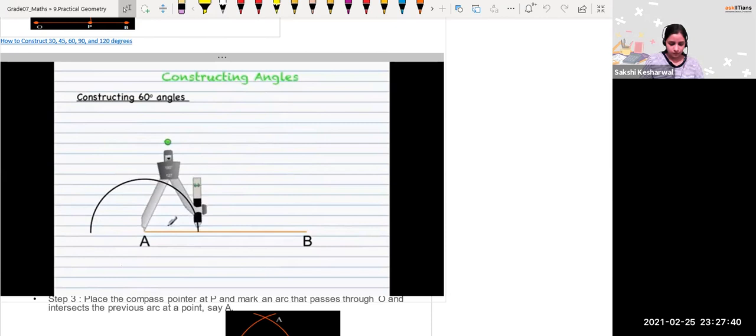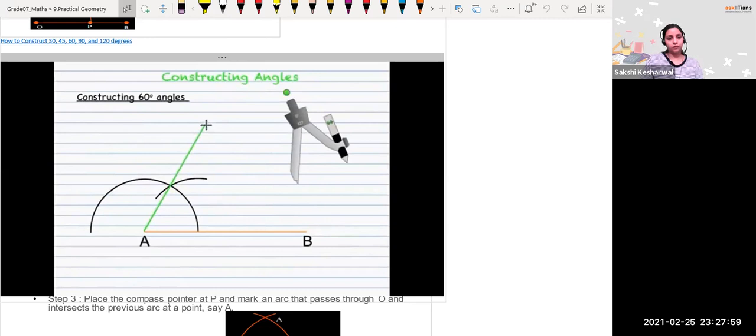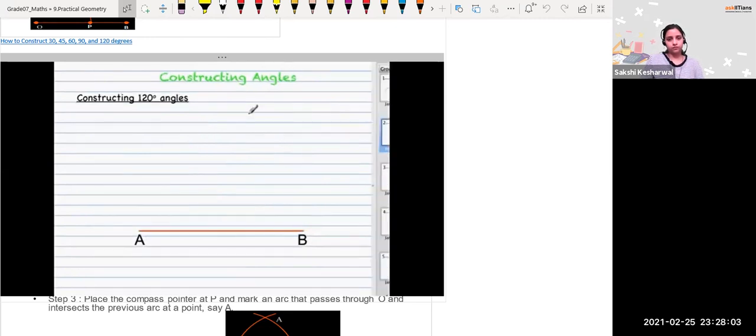Now I bring the compass up, ensuring that I don't adjust the width of it in any way, and take it to the point where the semicircle and the line meet. Then I create a new arc which cuts the first one. The only thing left to do now is to draw a line which connects the point A to the intersection of those two arcs, and that's how I form my 60 degree angle. Let me move on now to the construction of a 120 degree angle. Now I'm thinking about 120 degrees as 60 degrees plus 60 degrees.